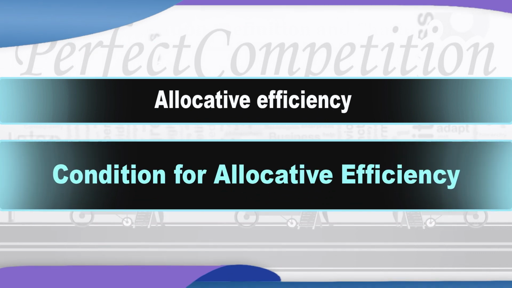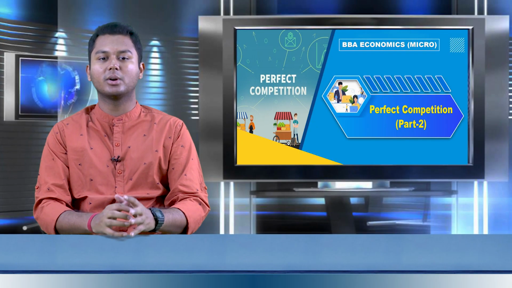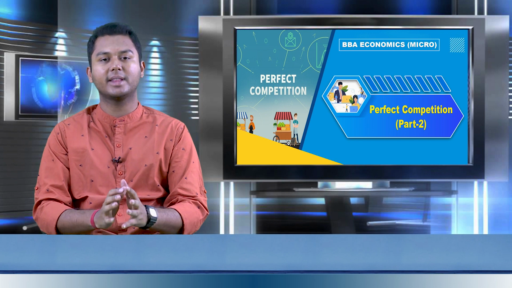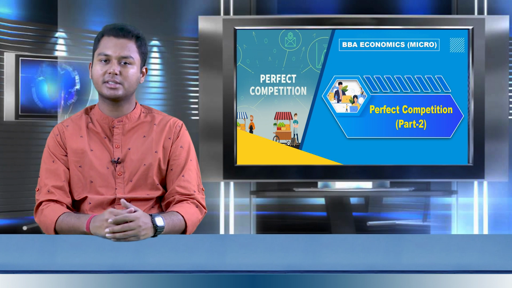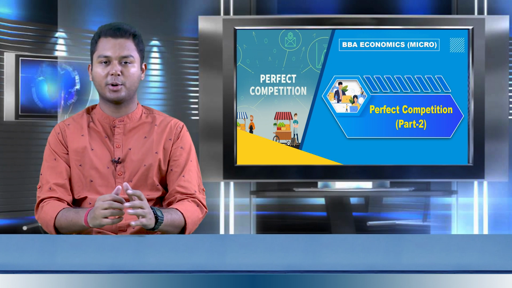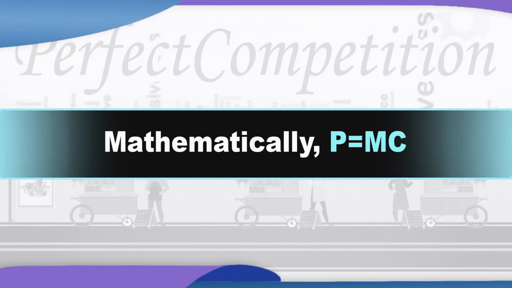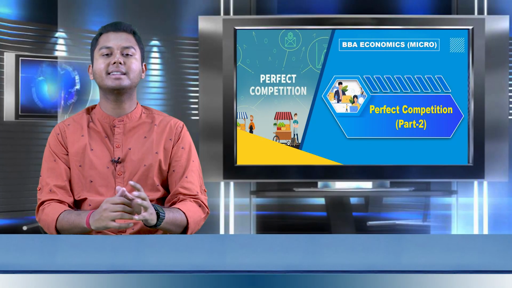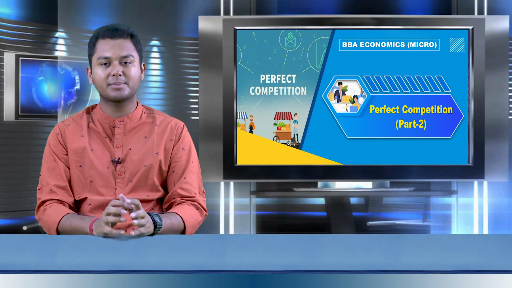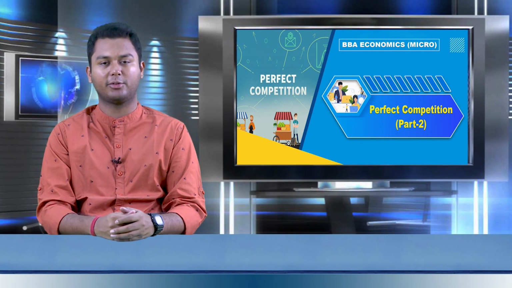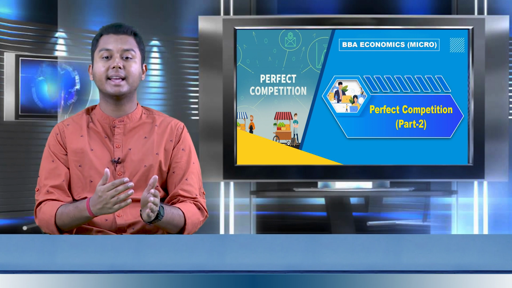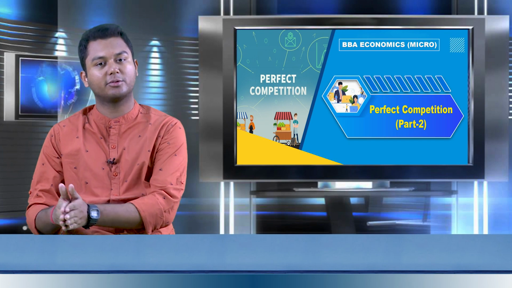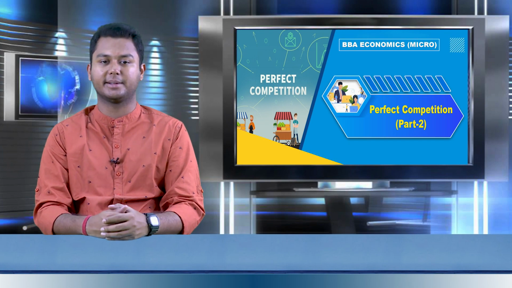Let us look at the condition for allocative efficiency. Allocative efficiency is achieved when the price of a good, denoted by P, equals the marginal cost, denoted by MC, of producing it. Mathematically, we can write P = MC, that is, price equals marginal cost. At this point, the value consumers place on the last unit of a good produced, indicated by the price they are willing to pay, is exactly equal to the cost of the resources used to produce it.